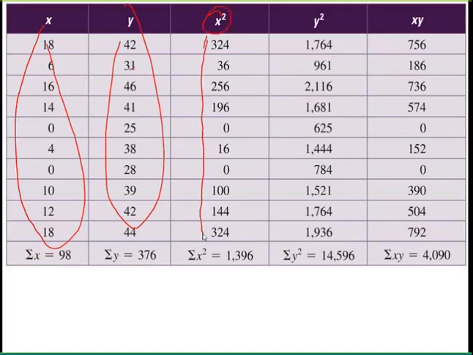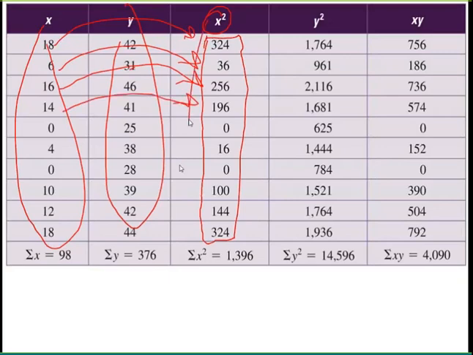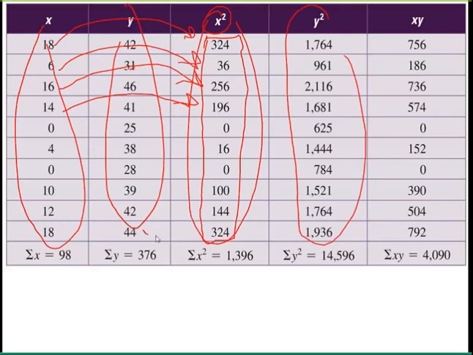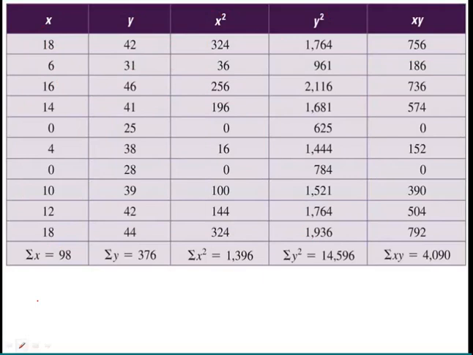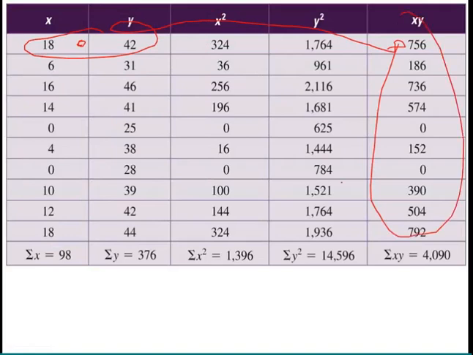This is the work that you're going to have to do, which I don't on this problem, but you can see this is 18 squared, this is 6 squared, this is 16 squared, this is 14 squared. So that's where all this data is coming from. Then we've got all the y's. You square all of them. So you can see this is 44 squared, 41 squared, 42 squared, all the way through. And then this is the product of all the x's and the y's. So if I took 18 times 42, that would give me this number over here. So you have to do all of this work before you can get to do anything else.